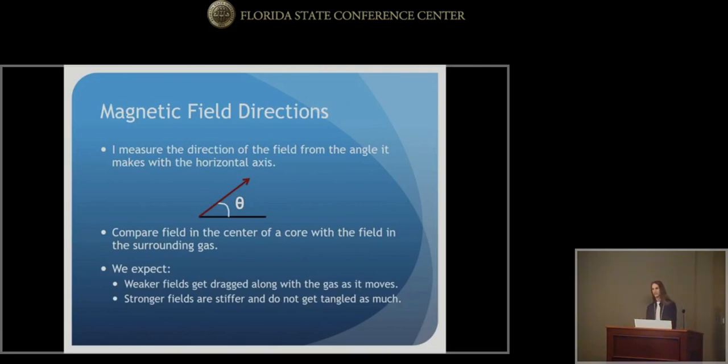And here's what we expect. We expect to see that weaker fields get dragged along with the gas as it collapses, and we expect that stronger fields are stiffer, and since they have more energy, they don't get tangled up as much with the gas as it becomes turbulent and collapses. So on average, we would expect to see more alignment between the magnetic fields in the core of the cloud and the magnetic fields in the surrounding gas if the magnetic fields are really strong.